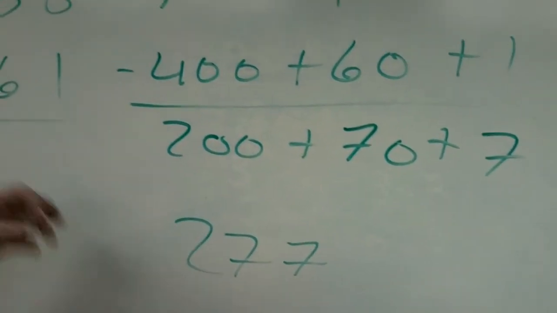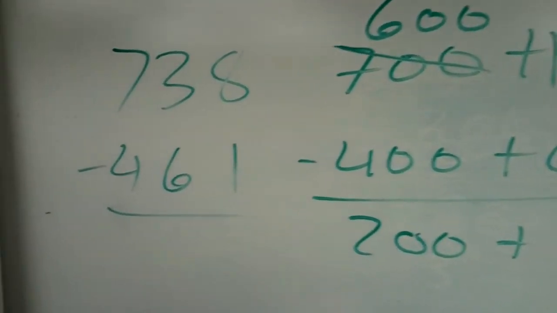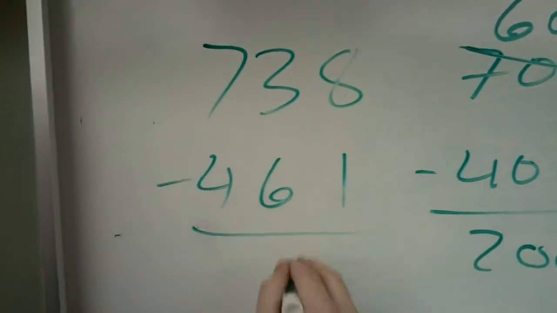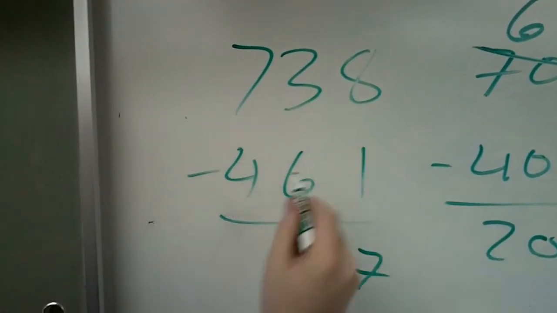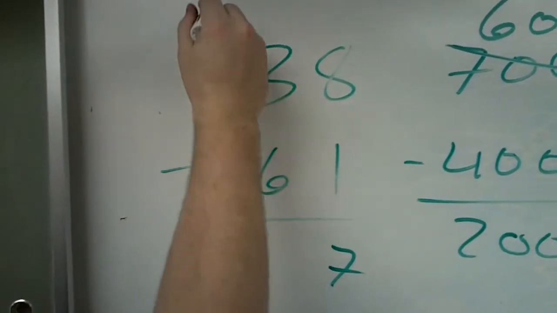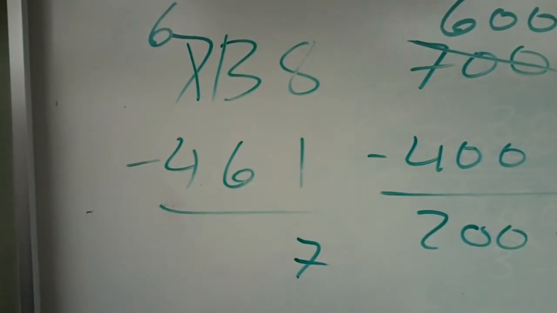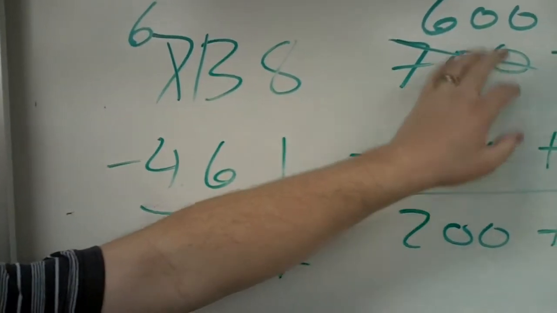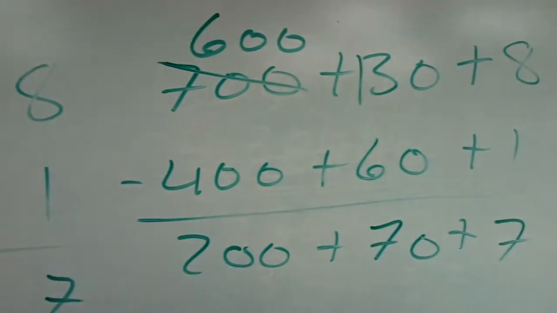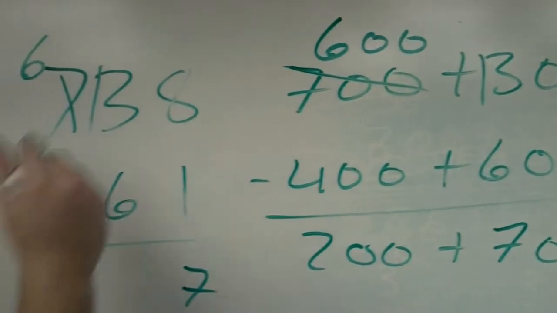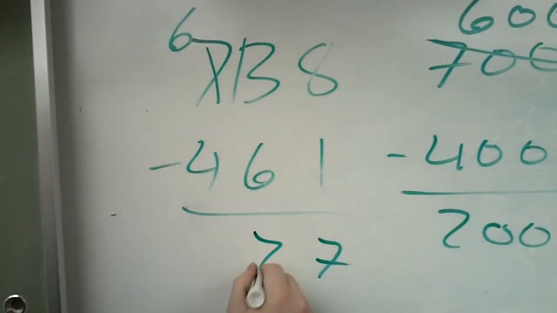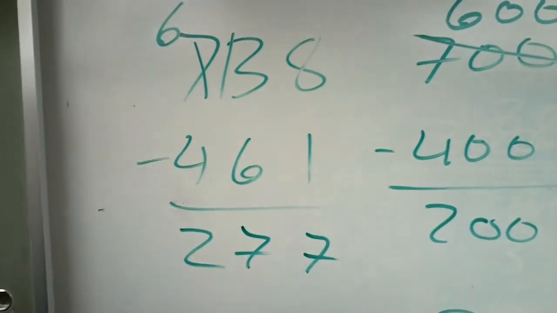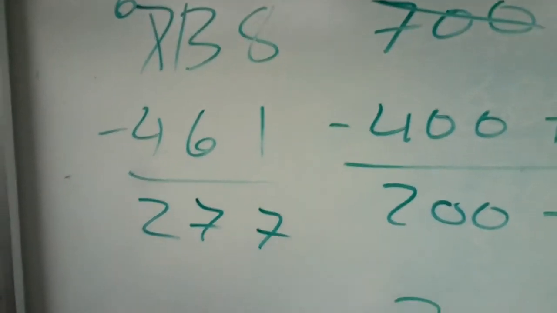So now just for comparison, we'll do it the normal way here that you've been learning. 8 minus 1 is 7. I can't do 3 minus 6, so I go here and borrow 1 and add 1 to that. But like in our example, we're really borrowing 100 and moving it to the tens column and making it 130. 13 minus 6 here is 7. 6 minus 4 is 2. We get 277.